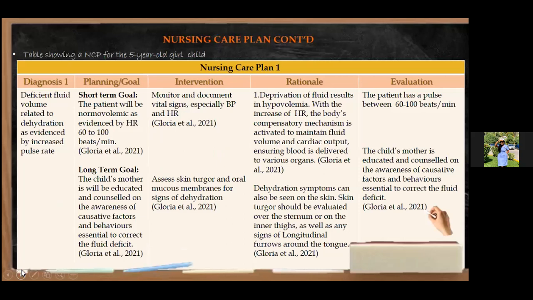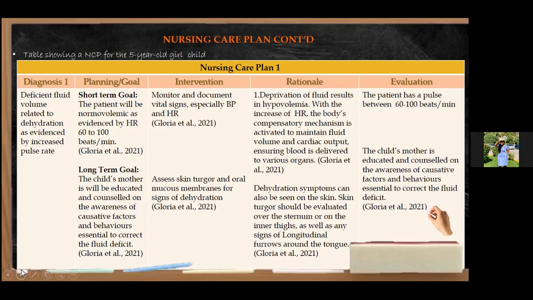Because of these findings, we gathered 3 nursing care plans. Nursing care plan 1 and diagnosis 1: deficient fluid volume related to dehydration as evidenced by the increased pulse rate. Planning or goal. For the short-term goal, the patient will be normovolemic as evidenced by the heart rate of 60 to 100 beats per minute. A long-term goal: the child's mother will be educated and counseled on the awareness of the causative factors and the behaviors essential to correct this fluid deficit.